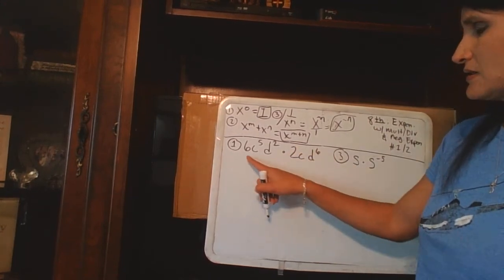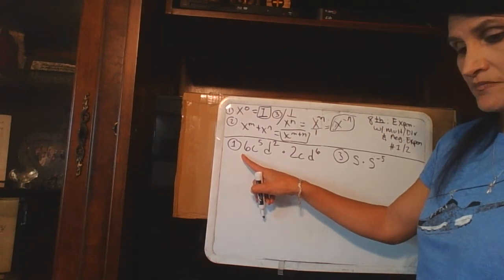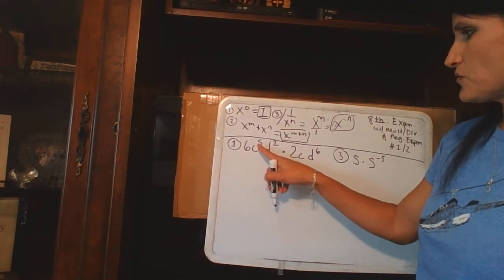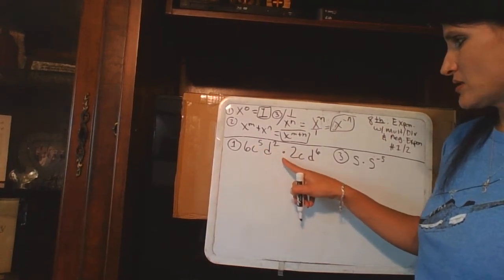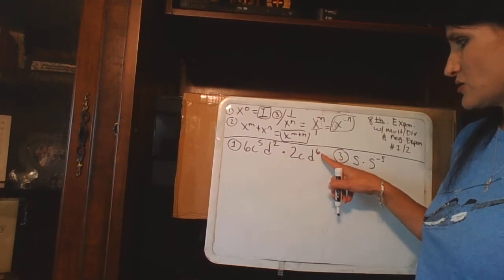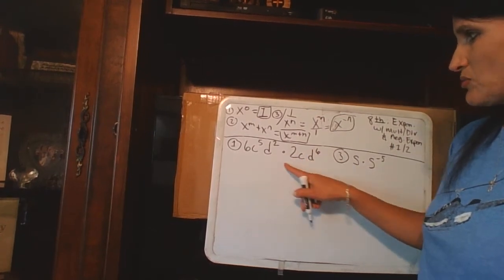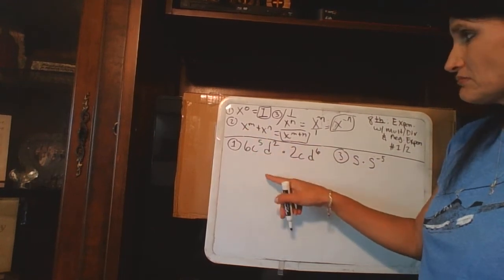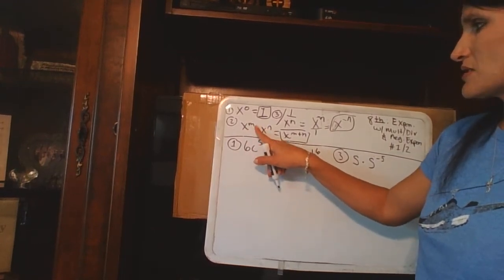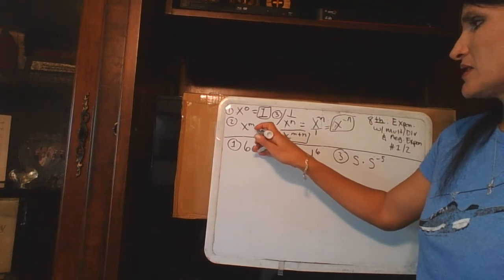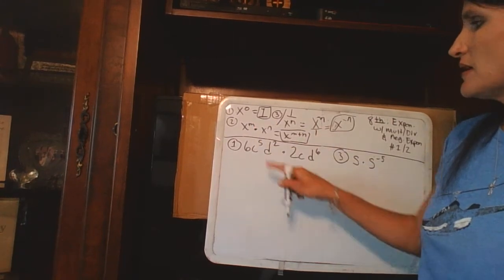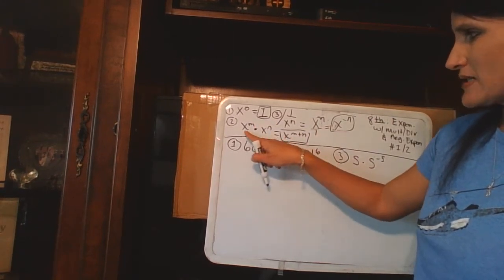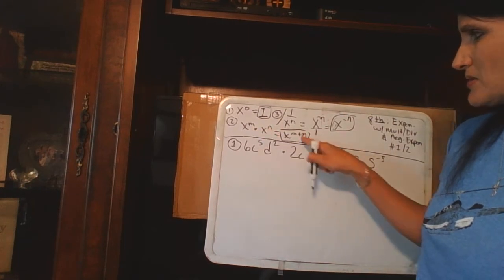Now, let's start with number 1 on the worksheet. The first one says 6c to the 5th power d squared times 2c d to the 6th. So I'm multiplying, so I'm going to use the exponent rule, okay? This actually should be times, not plus. I didn't catch that. So when you multiply two bases that are the same, you add the exponents.